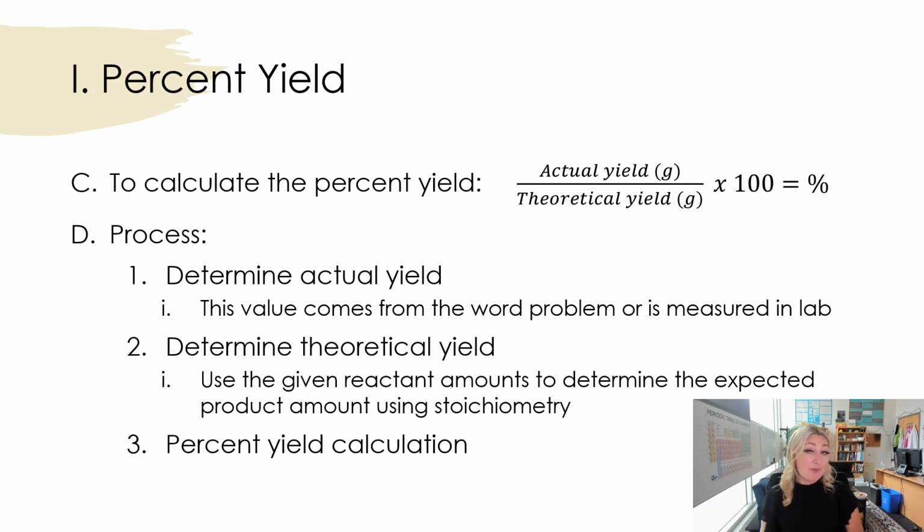We have toyed around with this prior to this slide, but the official calculation is going to be your actual yield. So this is what you measure in lab, or the amount you're given in a word problem, divided by your theoretical yield. Just to put this into the context of exams, this would be your score versus the total points possible.